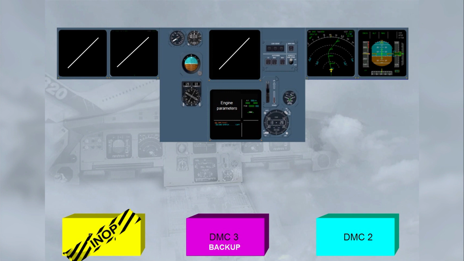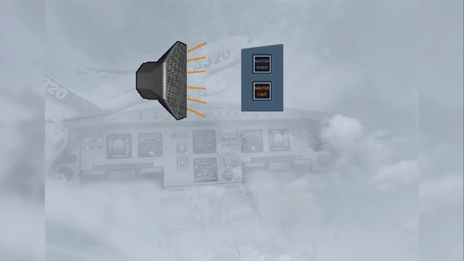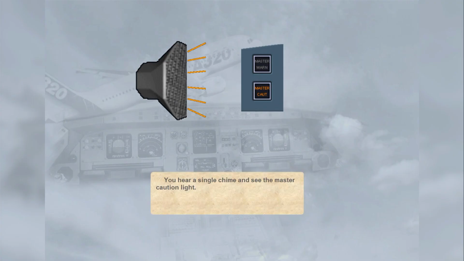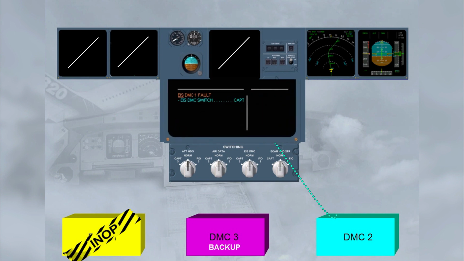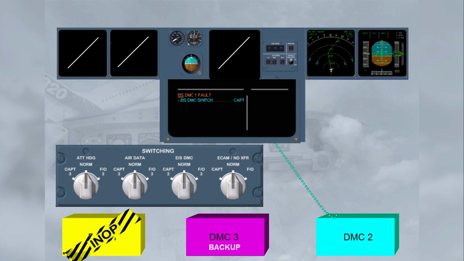As soon as the ECAM system detects the failure of DMC-1, you will get the standard sequence of alerts. You hear a single chime and see the master caution light. Cancel the master caution. Notice that the engine warning display has automatically transferred to the lower ECAM screen and is now receiving information from DMC-2. So that you can carry out the ECAM procedure, we will bring up the lower part of the engine warning display and the switching panel for you.